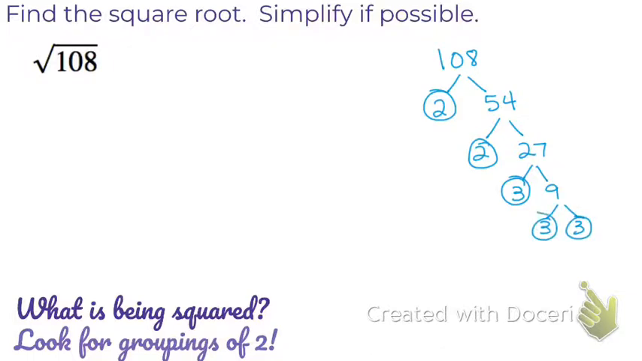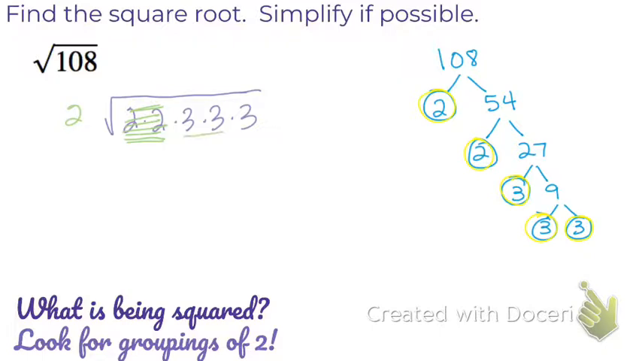So we are going to rewrite the square root of 108, but instead of 108, we're going to put 2 times 2 times 3 times 3 times 3. So now we can look at what's underneath our square root symbol and ask ourselves what's being squared. Well, 2 times 2 is 2 squared. So what's being squared? 2. So I can bring that 2 out. What's being squared here? 3 times 3 is 3 squared. So what's being squared? 3.